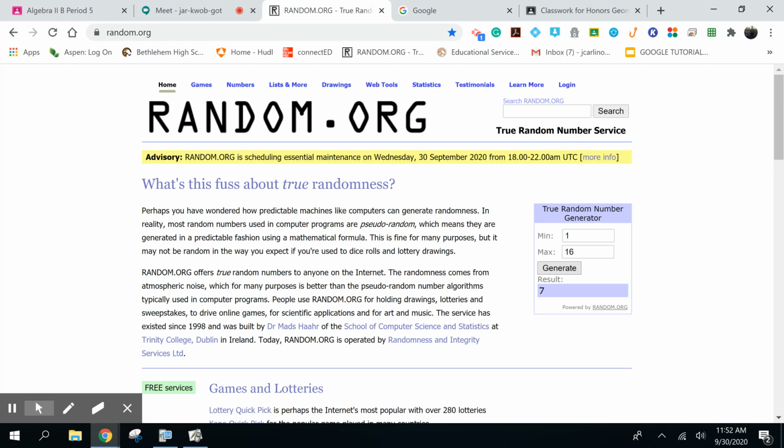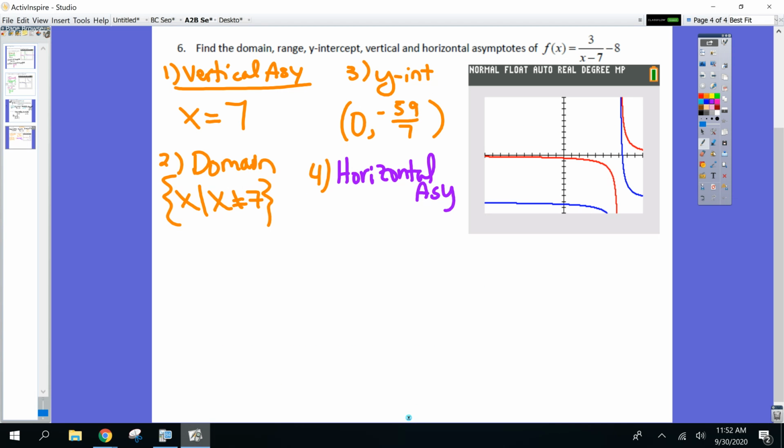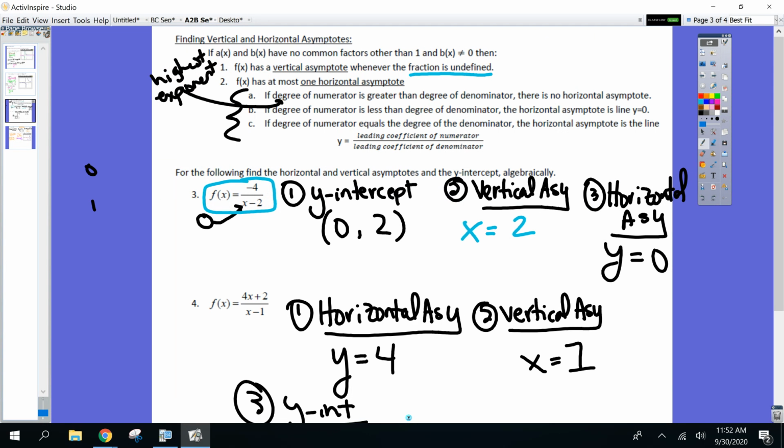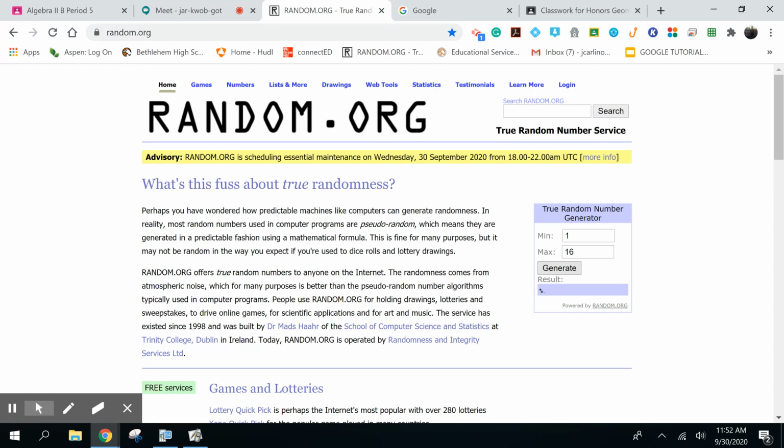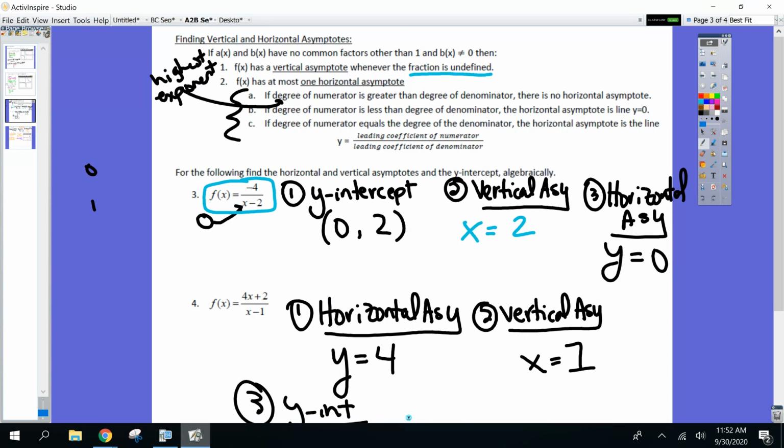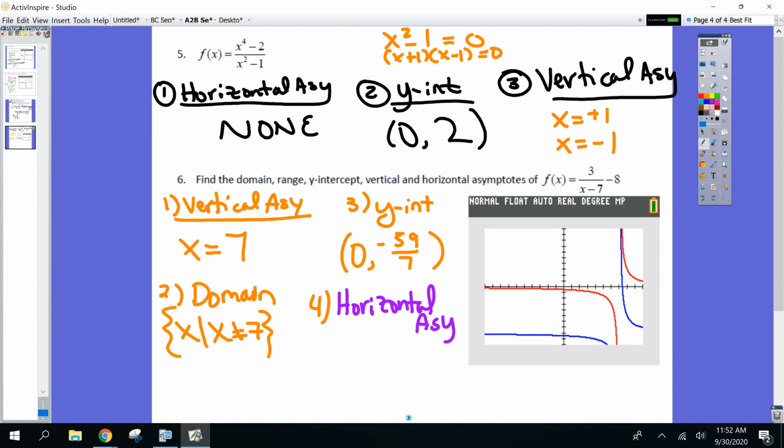Will? Which one? Oh, the bottom. The denominator, right? So everyone go back, look at your rules if you need to. What do we say the horizontal asymptote is if the denominator has the bigger exponent? Isaiah? If the denominator has the highest exponent, what's the rule say the horizontal asymptote is?